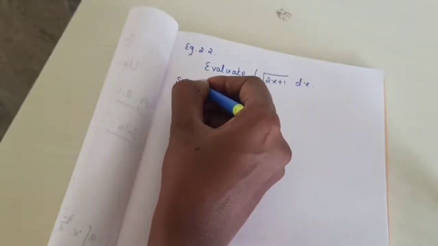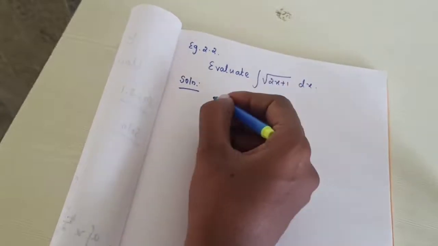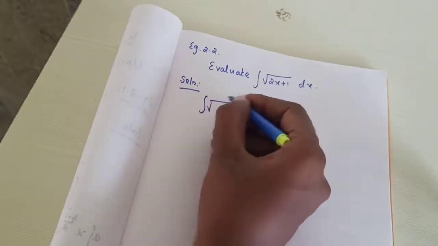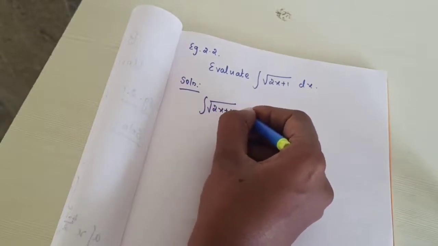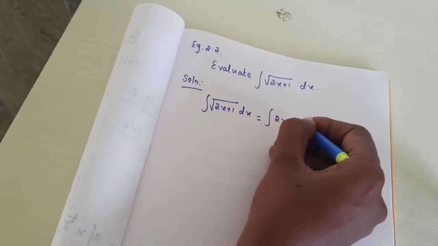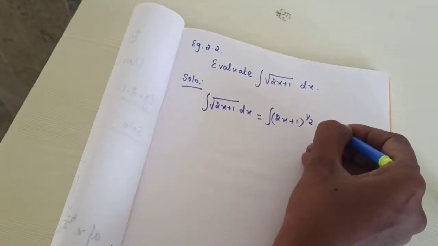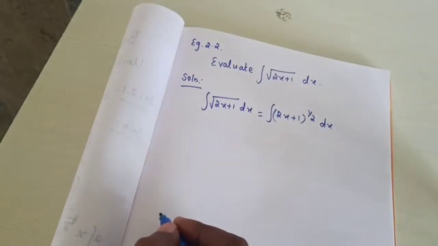Evaluate integral of square root of 2x plus 1 dx. Okay. So first when you get the question, you need to change this root. Okay. So how will you change? Integral of square root of 2x plus 1 dx is equal to integral of 2x plus 1 the whole power 1 by 2 dx. Okay. Whole power 1 by 2.